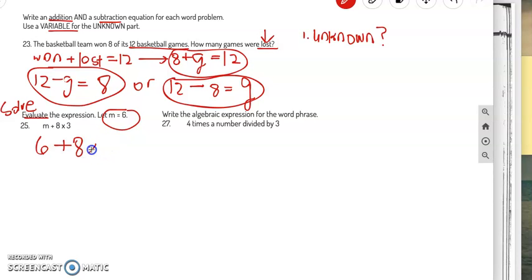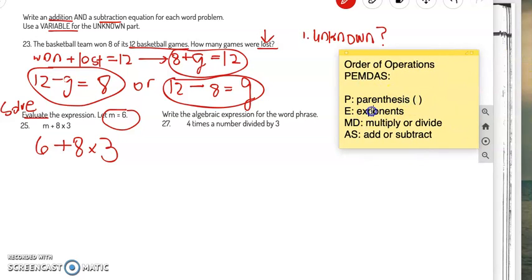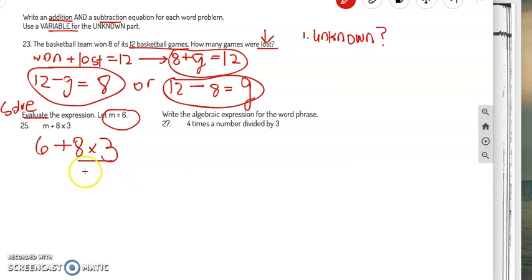Now, you got to remember the order of operations here. We can't do the plus first. It's parentheses first, exponents, multiply, divide, add, or subtract. So we don't have these two. We have multiply and we have add. So we should multiply first, right? So 8 times 3, 24. 24 plus 6, 30. That is your answer. Sorry about the bad handwriting. It's hard to write with the mouse.